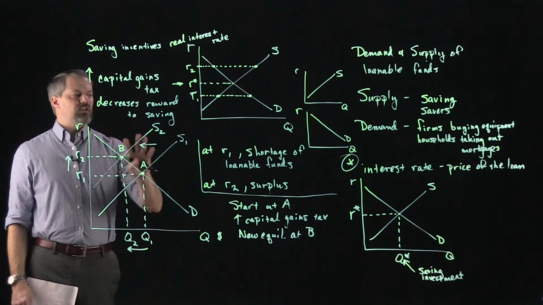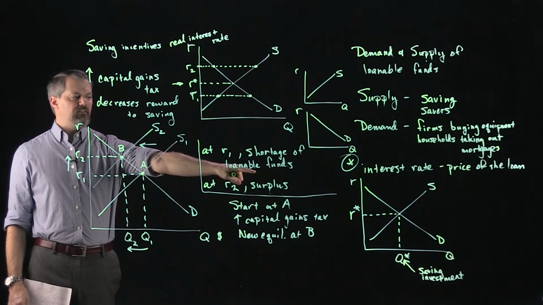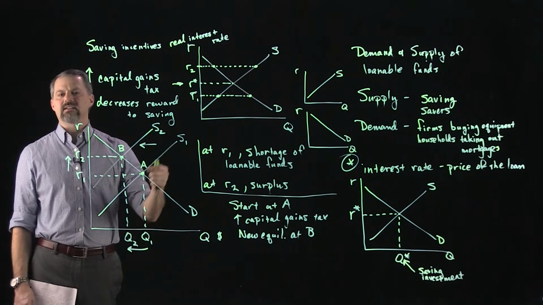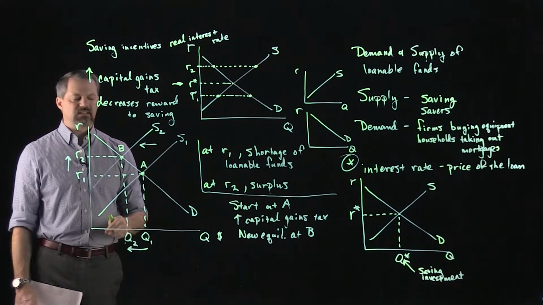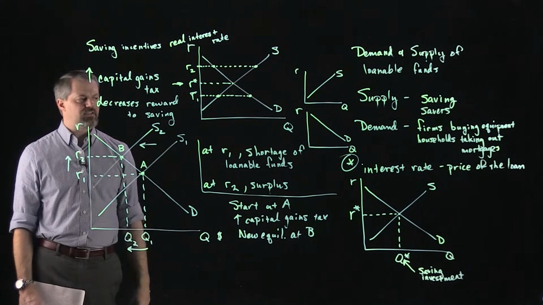Let's take a look now at what happens if we have an incentive that affects the demand curve, so a borrowing incentive or disincentive. So I'll clear this off and then we'll take a look at that. If we think about investment incentives, then now we're going to be thinking about an incentive that affects the demand curve. The one that we're going to think about would be an investment tax credit.